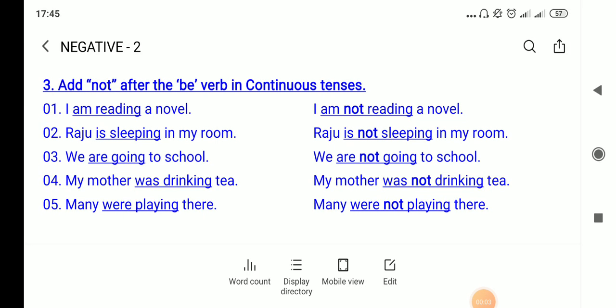Good morning, children. In negative 1, you learnt how to change an affirmative sentence with a single verb, that is, be verbs and have verbs, into negative. In negative 2, I am going to deal with the continuous tense. Here, we shall see how an affirmative sentence with two verbs can be changed into negative.